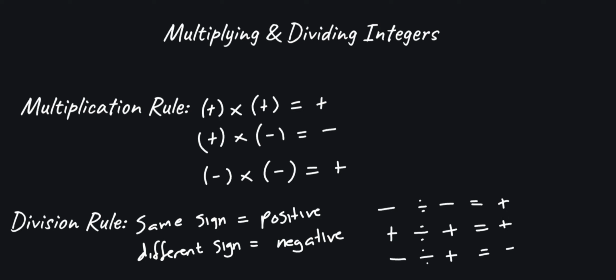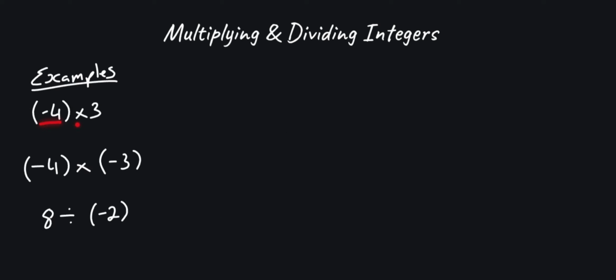So let's work on a few examples. Here's some examples. Negative 4 times 3. What's 4 times 3? That's 12. We have a negative sign and a positive sign, meaning the signs are different. So if the signs are different, we get a negative. Let's try the second one. Negative 4 times negative 3. 4 times 3 is 12. The signs are the same, so that will be positive 12.